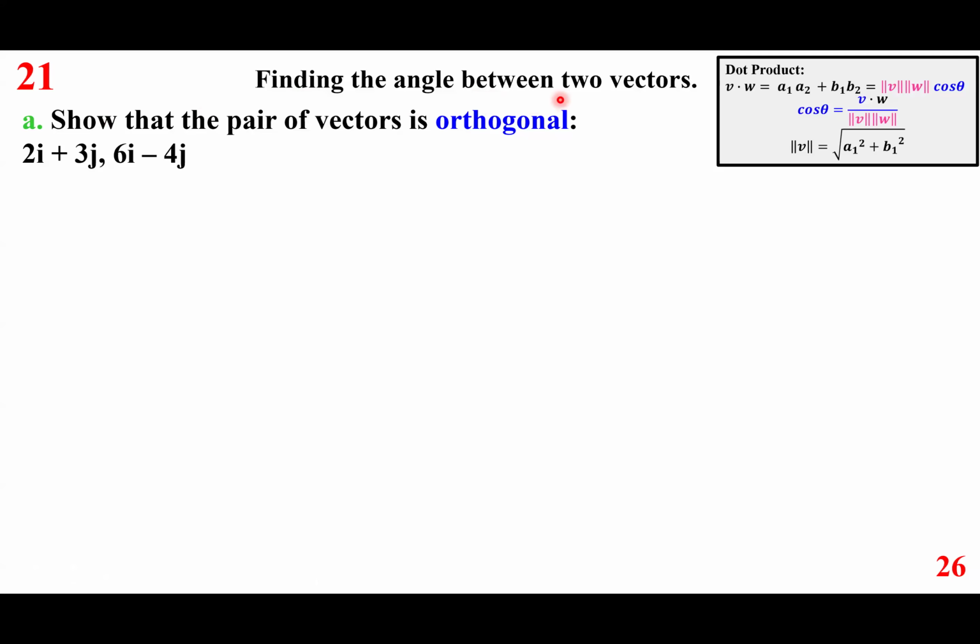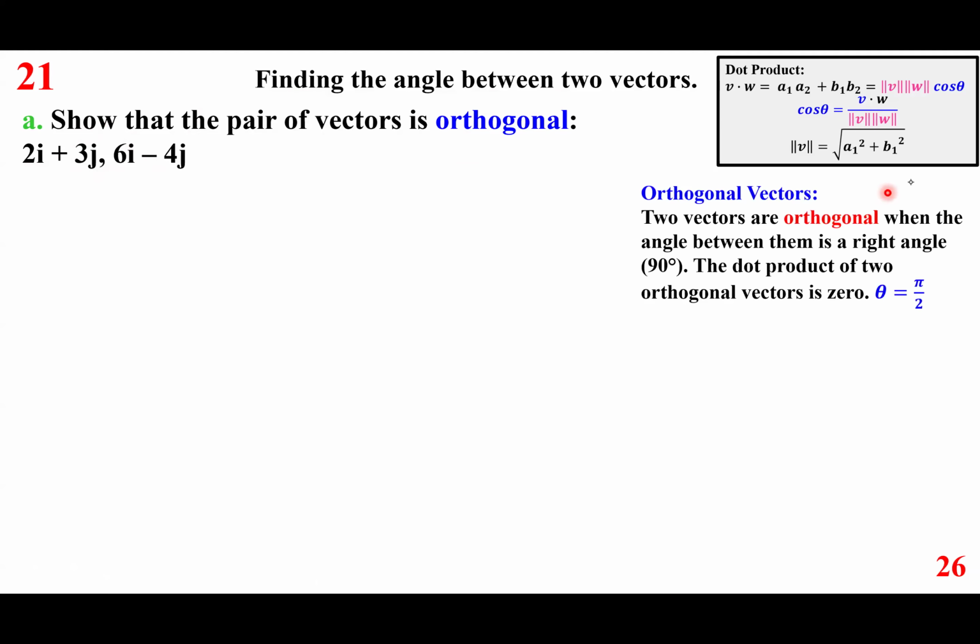Finding the angle between two vectors: show that the pair of vectors is orthogonal, 2i plus 3j, comma, 6i minus 4j. So just in short, orthogonal when it comes to vectors is the same as perpendicular when it comes to lines. Two lines are perpendicular, they make a 90-degree angle at the point of intersection. So having said that, orthogonal vectors.